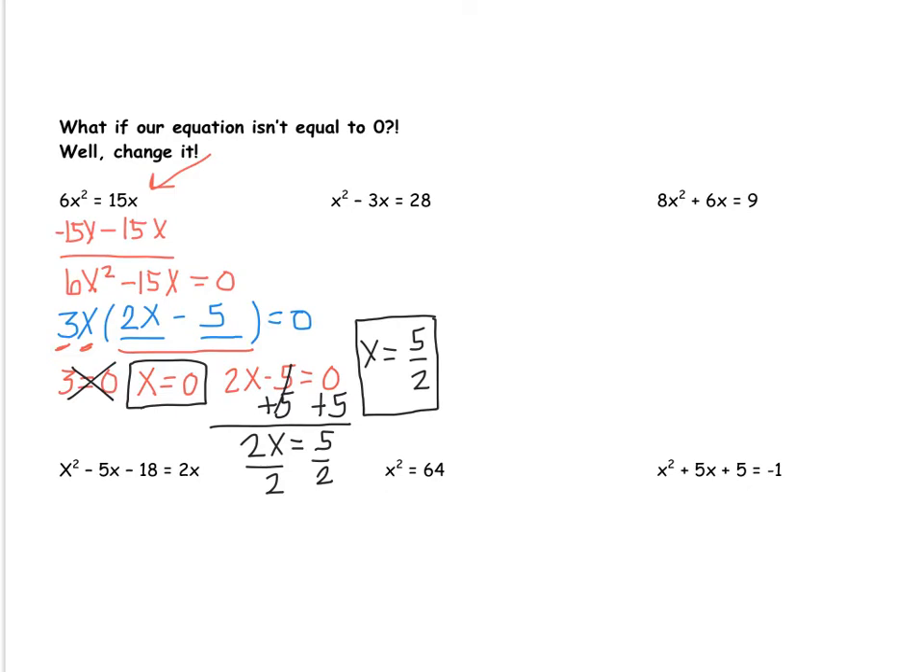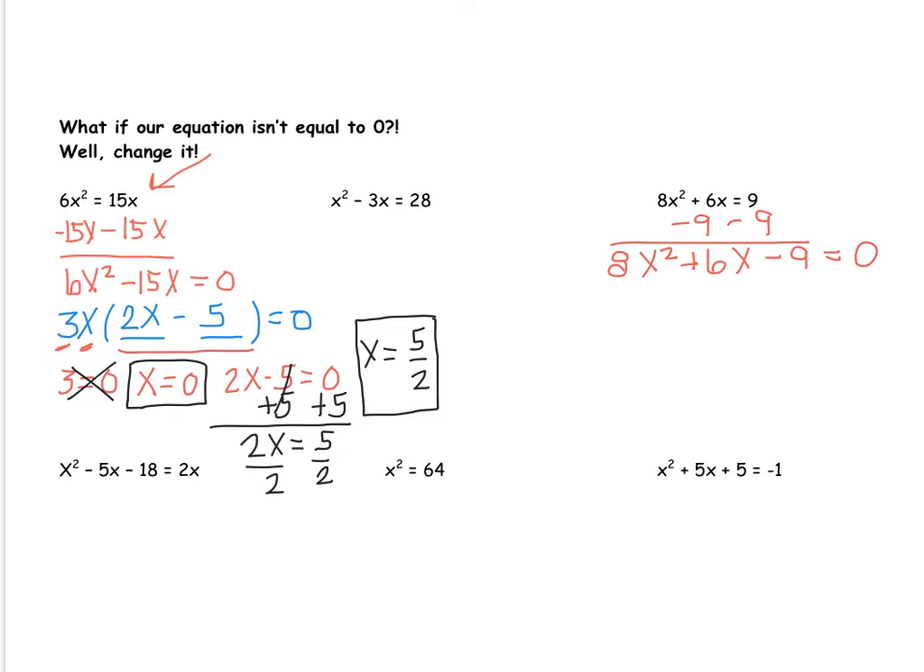Again, first step is get that problem equal to 0. So I would subtract 9 from both sides. I have 8x squared plus 6x minus 9 equals 0. First step, do I have a greatest common factor of 8, 6, and 9? And the answer is no. There is nothing that I can put into 8, 6, and 9.